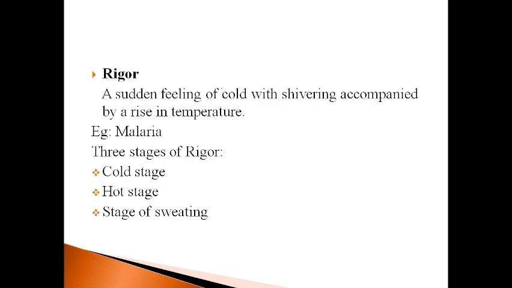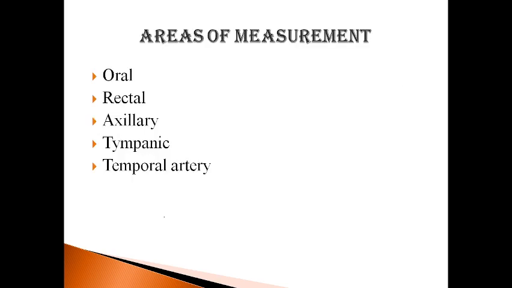Rigor is a sudden feeling of cold with shivering accompanied by a rise in temperature. This is called rigor. Example: malaria. There are 3 stages of rigor. First is the cold stage, second is the hot stage, and third is the stage of sweating.